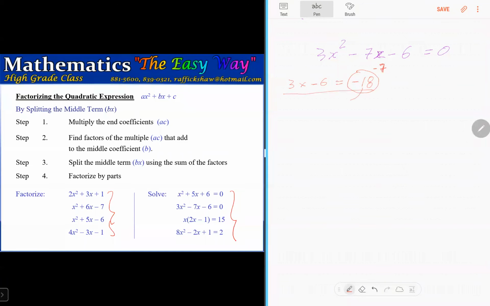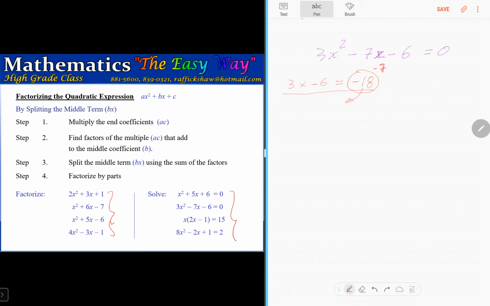We need factors of negative 18 that add to negative 7. If you can't see what they are right away, you search for them. Since you want factors of a negative number, negative 18, one of the factors will be positive and the other will be negative. You give the larger of the two factors the same sign as the middle term, which is negative. So the larger factor will have a negative sign.